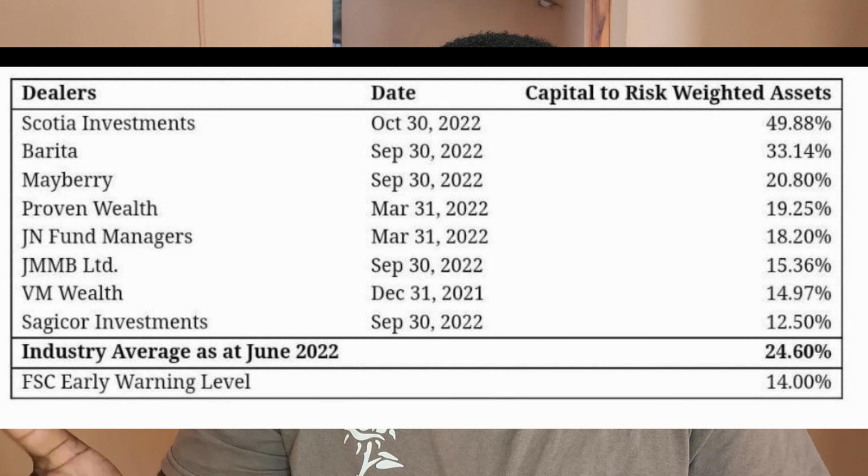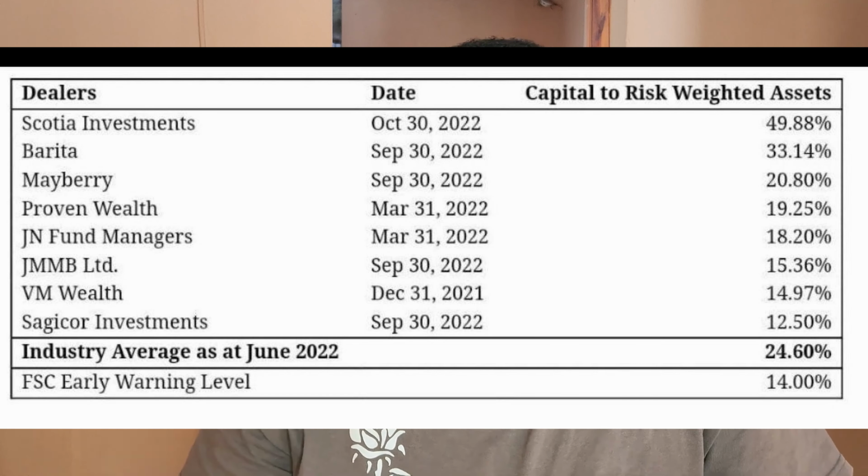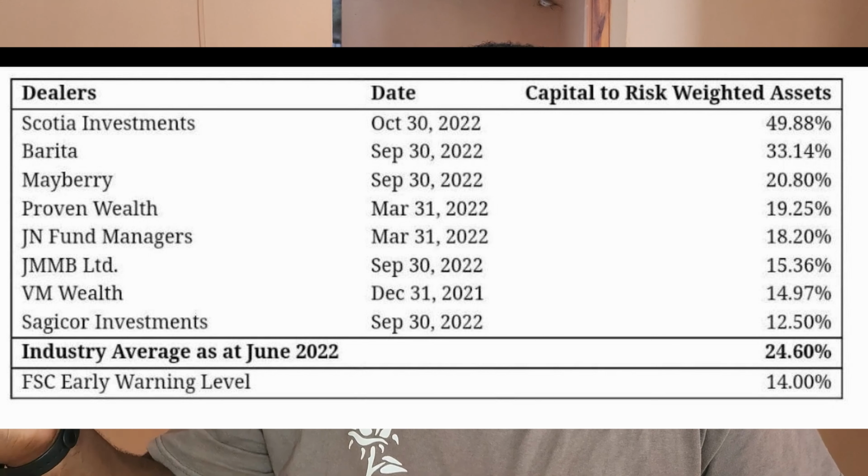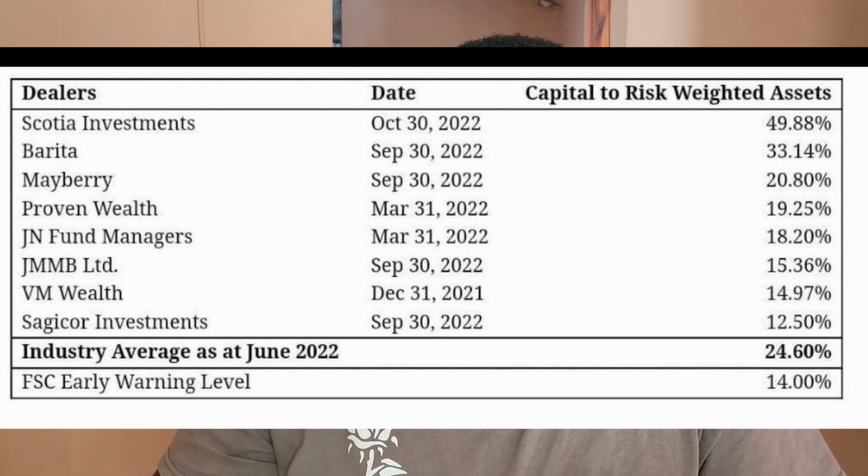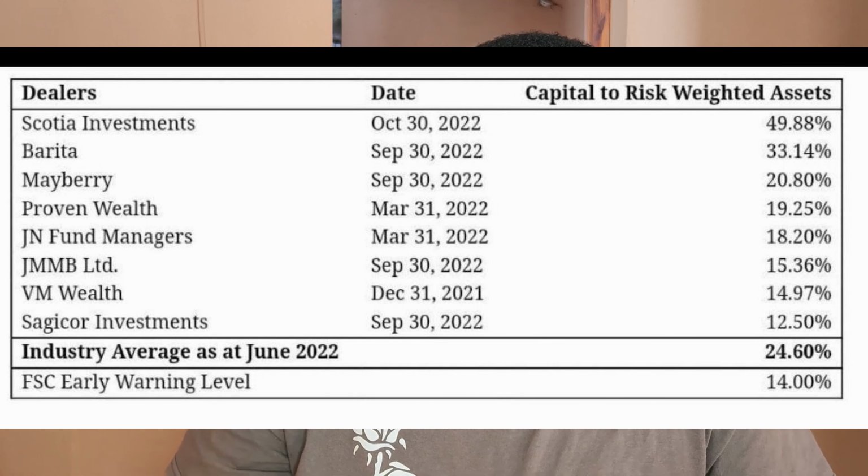So going back to the whole picture that they sent about the capital to risk-weighted average, the FSC warning level is 14%. It just means that the farther you are away from 14%, the better off you are as it relates to capital to risk-weighted assets on your books. In this example, the person that is under it would be Sagicor. VMBS is right above it. JMB is a bit more above it, and at the top you can see that Scotia Investments is far from it. So basically they have half the capital that the risk-weighted assets are.